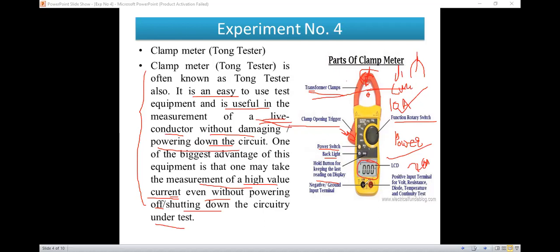Okay, now again there are test probes, or the terminals for connecting the probes. One is the negative or ground terminal, and another one is the positive input terminal for voltage, resistance, diode, temperature, and continuity test. Okay, so all types, like we want to measure the voltage, the resistance, the diode, then temperature and the continuity test. So continuity, that is 2 point मध्ये continuity किंवा wire जी आहे आपली ती continuity आहे का, मध्ये burst झालेली, it will also be checked by using this clamp meter. Okay, so this is the clamp meter.